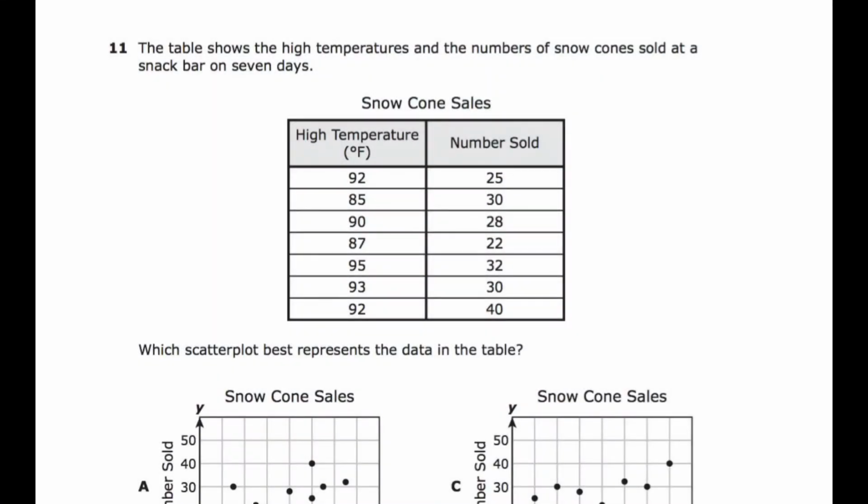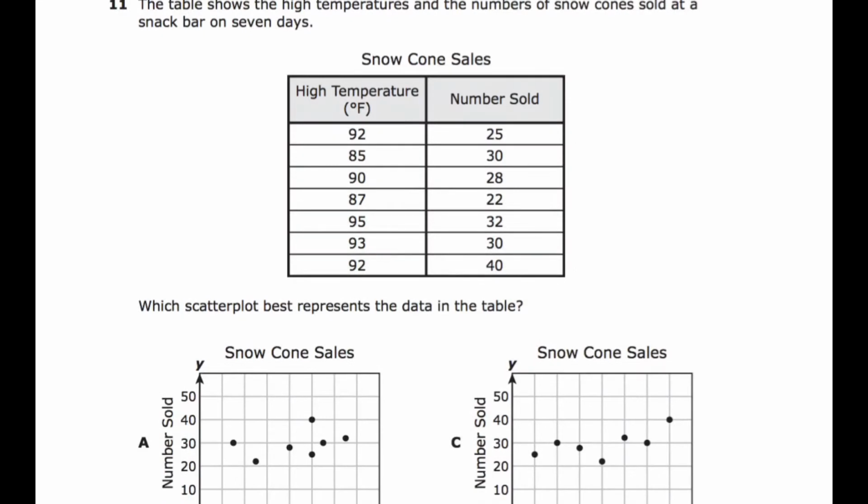Right, so here's our SIM review, questions 11 through 24. Question 11 says, the table shows the high temperatures and numbers of snow cones sold at a snack bar on 7 days. And so we have high temperature and numbers sold. Which scatter plot best represents the data in the table?